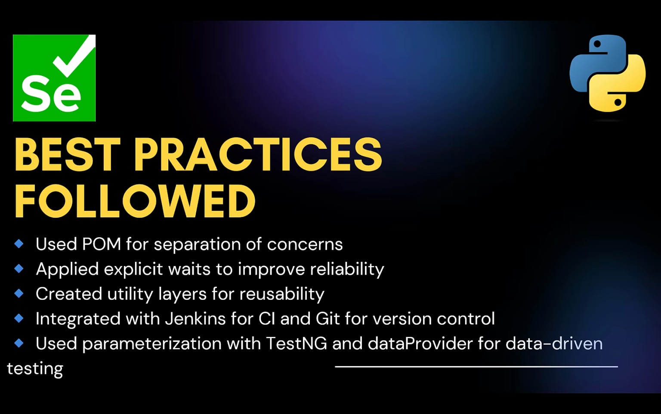Now, here's an example of the best practices you followed. First, you need to talk about the POM because it helps you to maintain the code. You have a separate class to maintain the locators and the actions. So tomorrow, if there is any change in a locator, you need to just update it in one place, right? That's why it is known as a best practice.